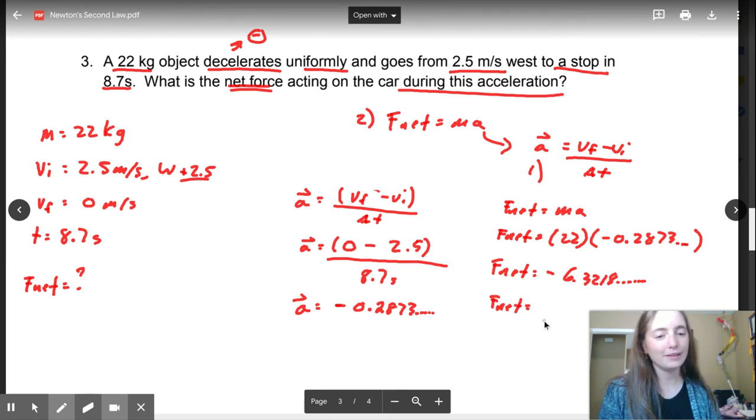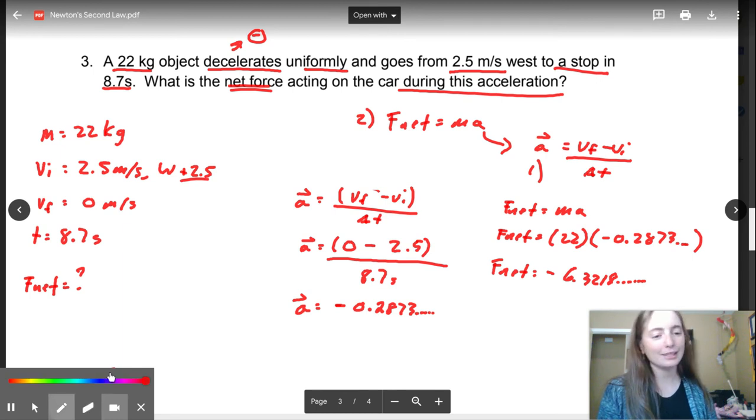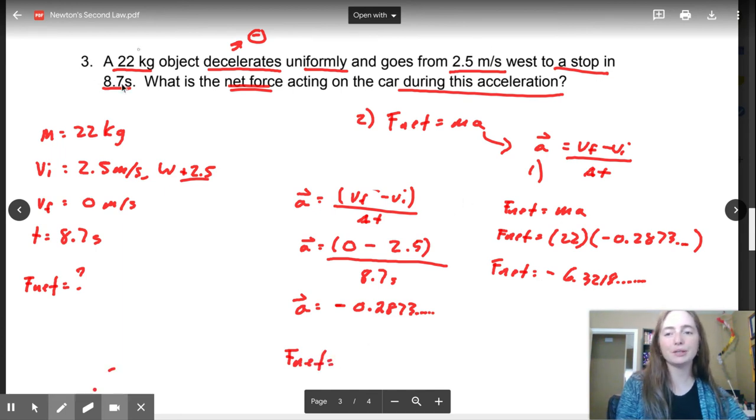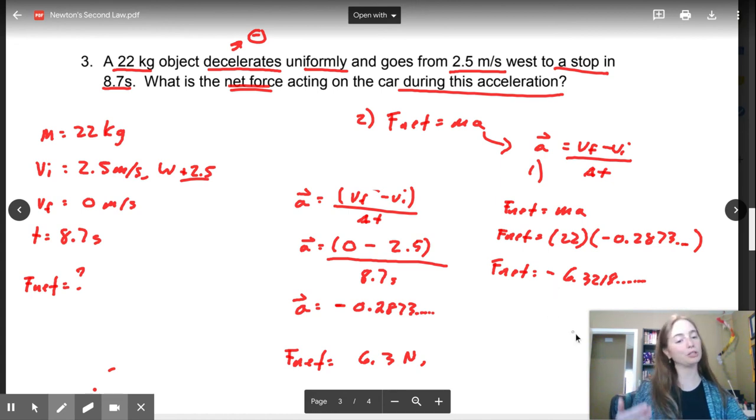With the F net, I'm going to write my final answer underneath where I've got more space. I need sig digs, I need units, and I need direction. So I come up here, 2 sig digs, 2 sig digs, 2 sig digs. So 6.3, because I look back here, this is going to round to 3. And newtons, and it's negative, so that means my force is going to be going east, because I made west positive.